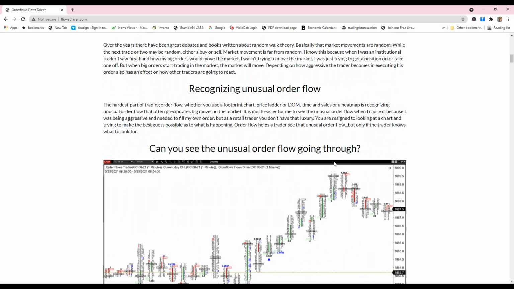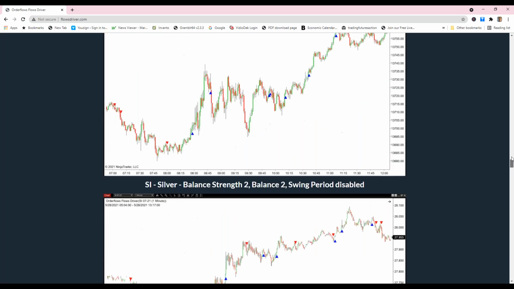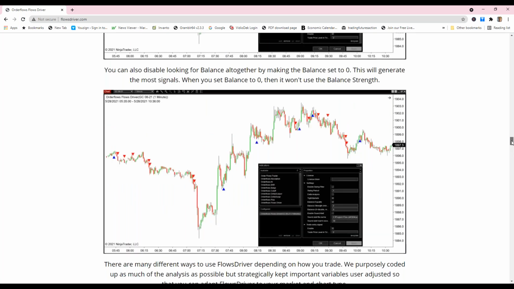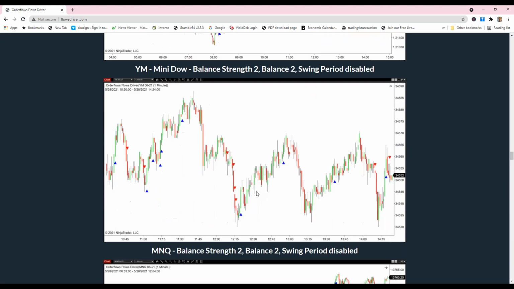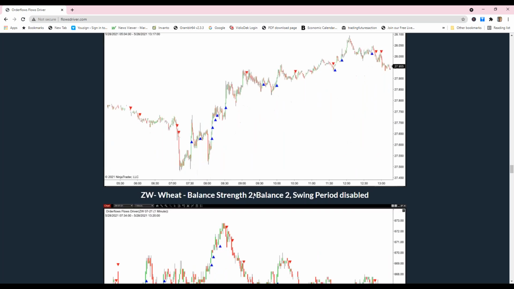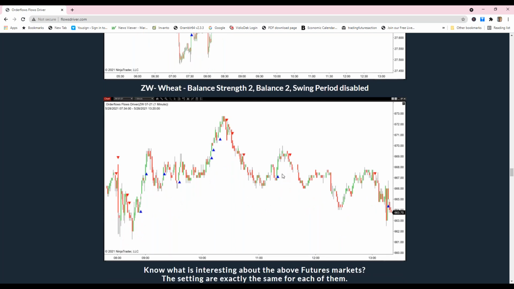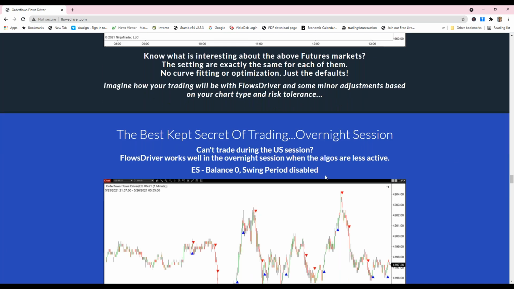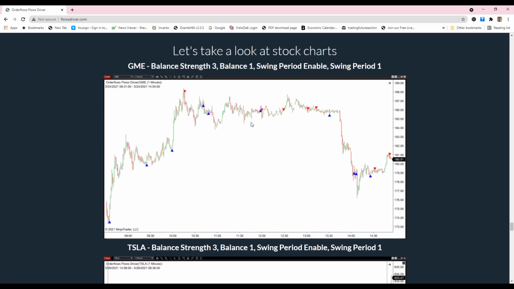People ask, how can I use order flow on stocks? I'm not going to get into the different stocks, but on this page, you're going to see a lot of explanation, right? You're going to see here's Euro currency, mini Dow, MNQ, silver, wheat, all with the same settings, right? You don't need to change the settings that much. I mean, for certain markets, yeah, and I have a user guide with this that helps guide you on different types of markets. But stocks, okay, now GME is just a popular stock because everyone's talking about it.